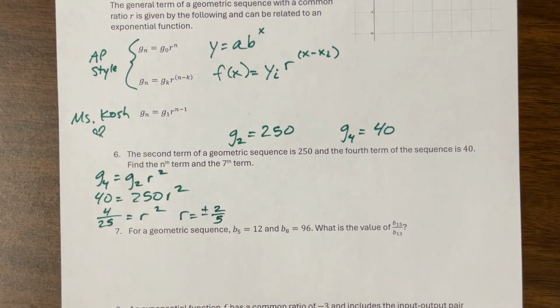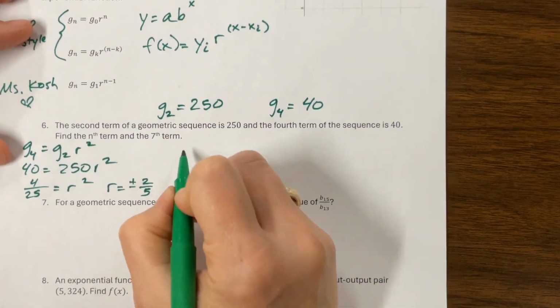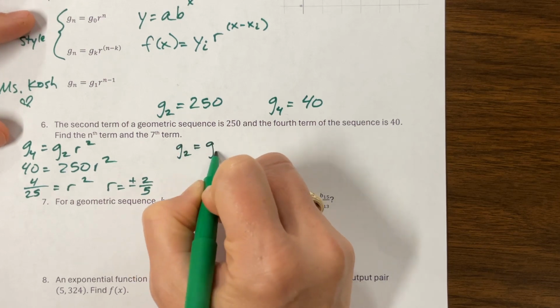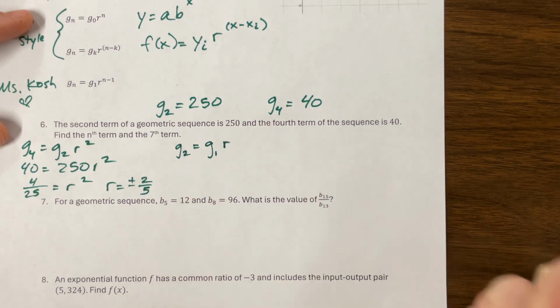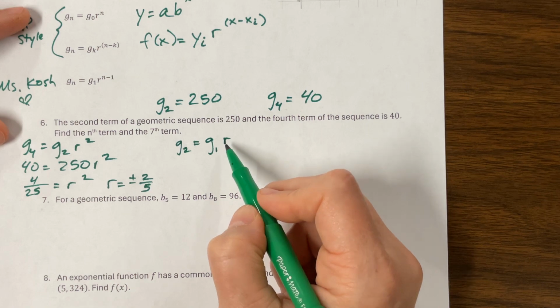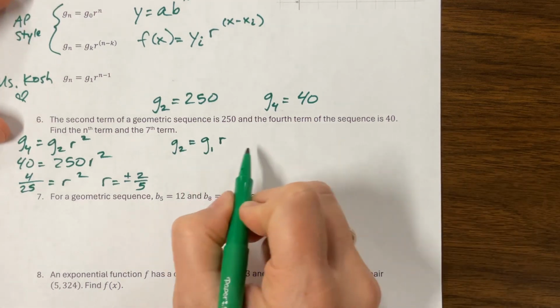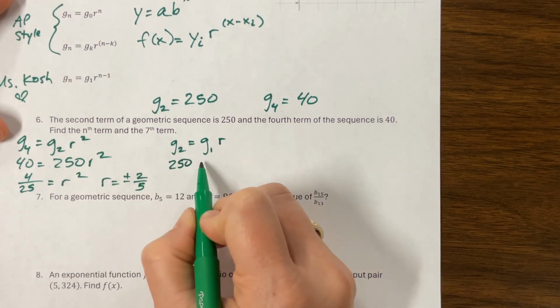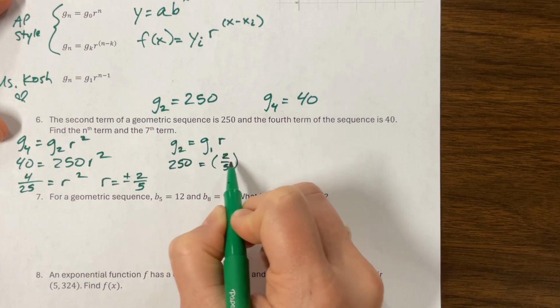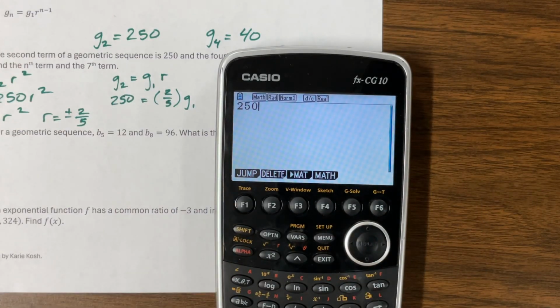Let's see what happens here. I can say that G sub 2 is equal to G sub 1 times R to the first power. So the first term times R gives me the second term. The second term was 250, and this is equal to 2/5 times G sub 1. I wrote it in backwards, I apologize. So 250 needs to get divided by 2/5, and that is 625.